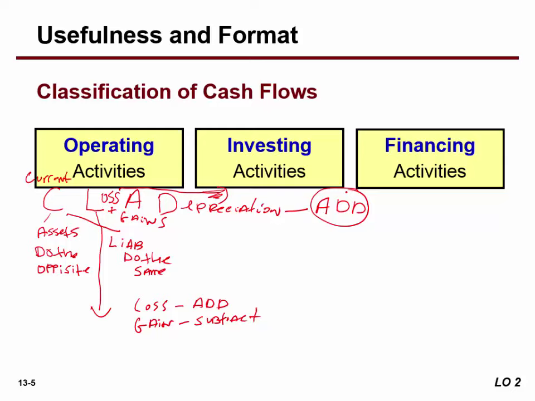If it's a loss, add it. If it's a gain, what? Subtract it. Depreciation is the easiest thing in the world. You always add it, right? Okay, we got the operating section done. That's all you need to know for the operating section.